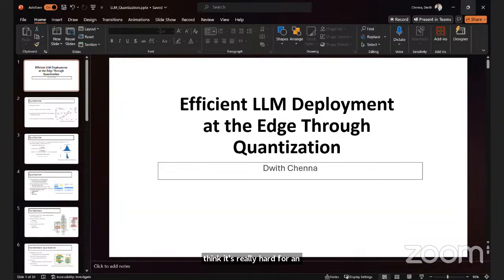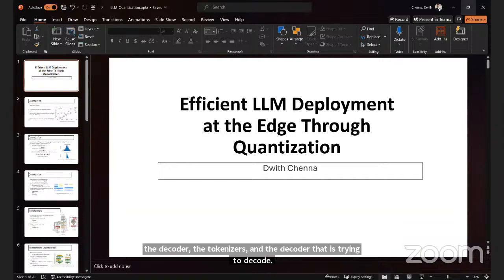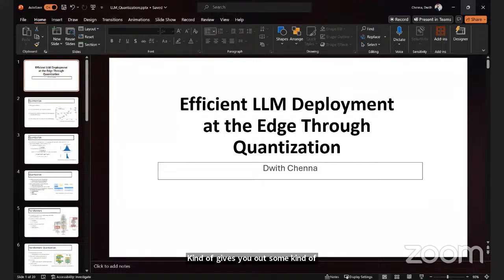But I've seen cases where it failed drastically, and the output is not even English characters. I think the tokenizers and the decoder that is trying to decode give you some kind of gibberish. It could be letters that don't make any sense, as if you're banging on the keyboard or something like that.